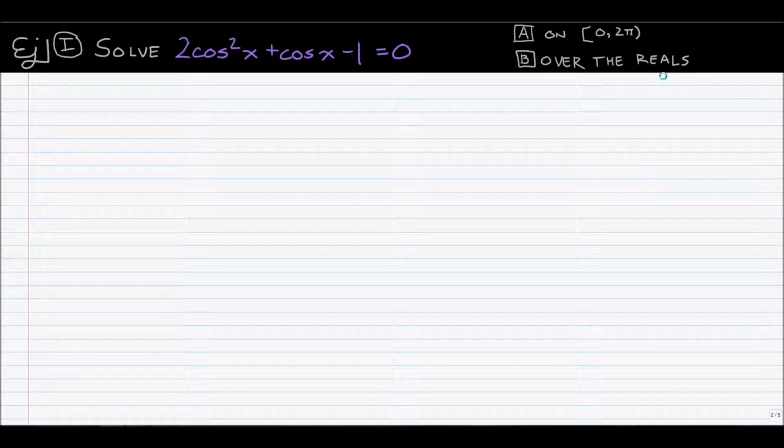So for each of these problems, assuming I don't forget as I go through, I'm going to actually go through and find it first on 0 to 2 pi, which is always easier, and this is a traditional question, and then I'm going to find it over the reals, mostly because I enjoy doing this.